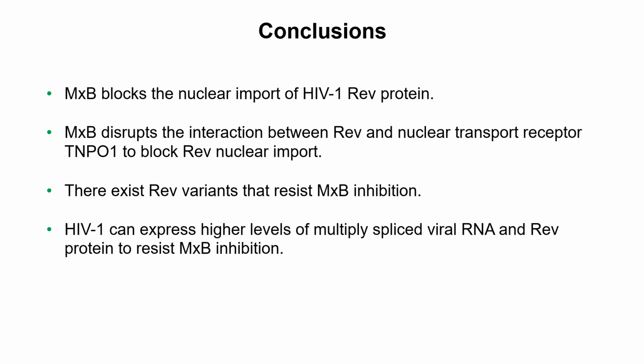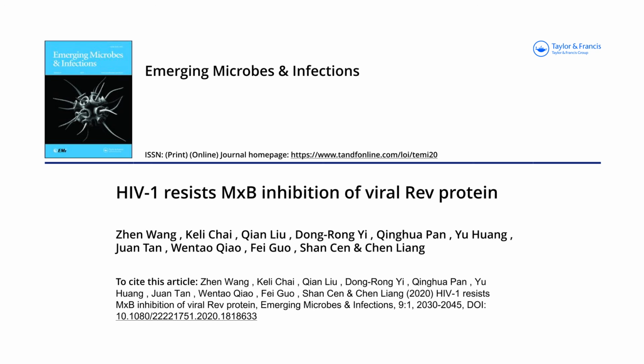Taken together, we have found that MxB blocks the nuclear import of HIV-1 Rev protein by disrupting the interaction of Rev with transportin 1. HIV-1 has two mechanisms to overcome this inhibition. The first is to acquire MxB-resistant Rev mutations. The second is to produce more Rev protein to overcome MxB inhibition due to the feedback loop of HIV gene expression.